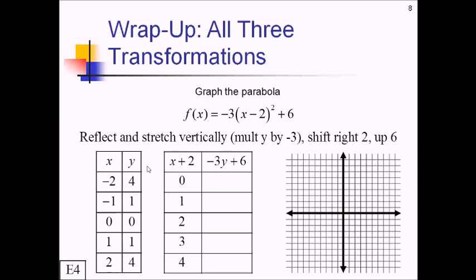So this will be negative 12 plus 6, so negative 6. And then we'll have negative 3 plus 6, which is 3. This will be 0 plus 6, so 6. And then our numbers repeat, 3 and negative 6. So here's 0, negative 6, 1, 3, 2, comma 6, 3, comma 3, and then finally 4, comma negative 6. Graph it out, and there we have it.